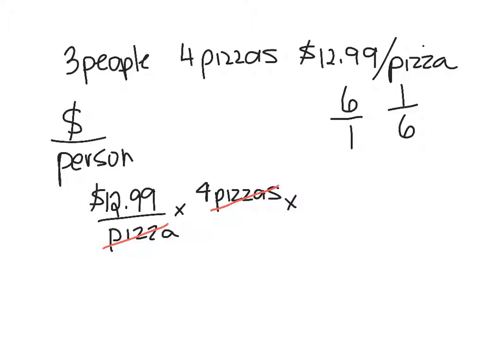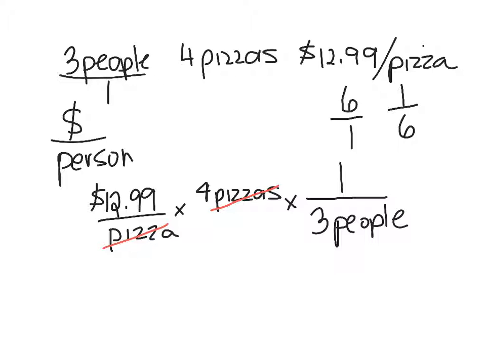So if I want people to be on the bottom, 3 people is like 3 people over 1. So 1 over 3 people. Any number, 75, is 75 over 1. 100 million is 100 million over 1. You can set it up as a ratio. Any number divided by 1 is the same value.